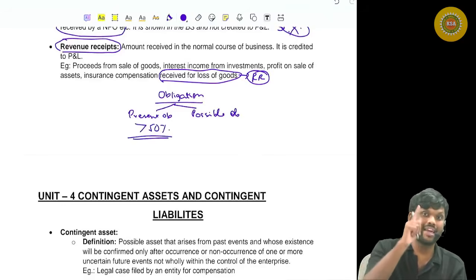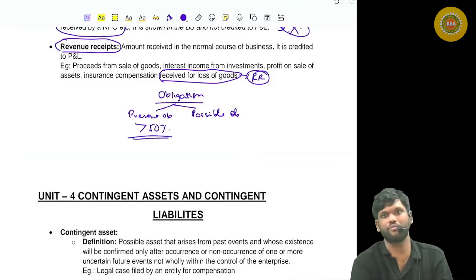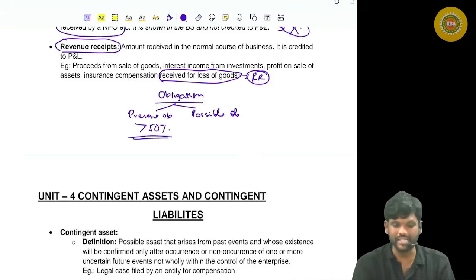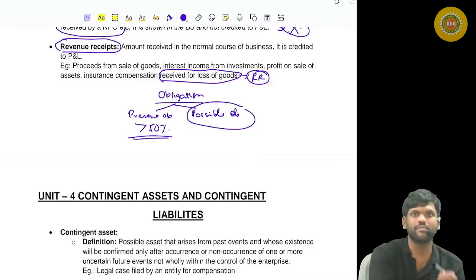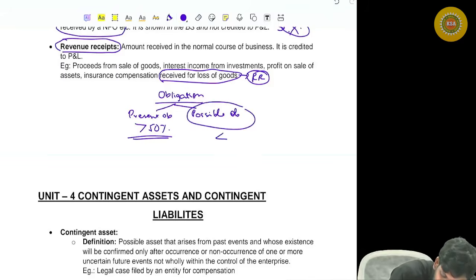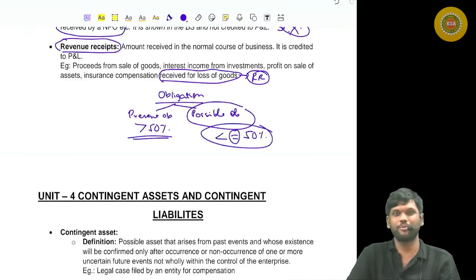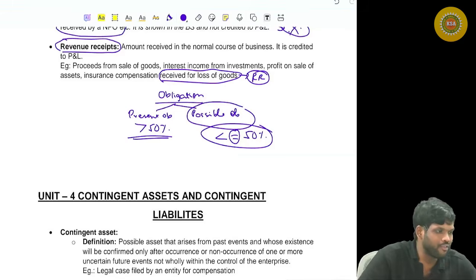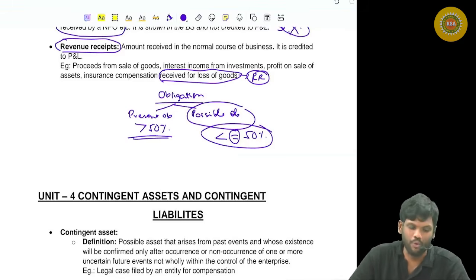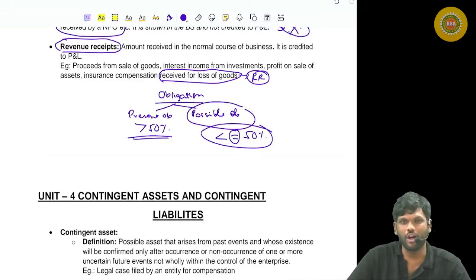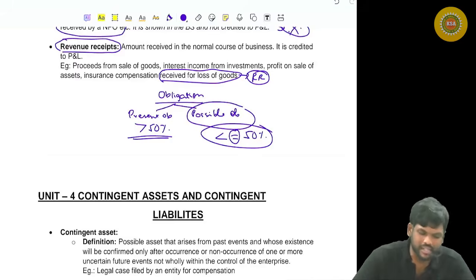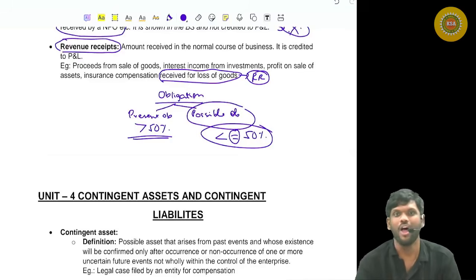If the chance of you settling that obligation is more than 50%, then it becomes a present obligation. Possible obligation means the chance of that obligation occurring is less than or equal to 50%. Sir, understood sir. So if the probability of an obligation is more than 50%, it becomes a present obligation. If the probability of an obligation is less than or equal to 50%, then it becomes a possible obligation.